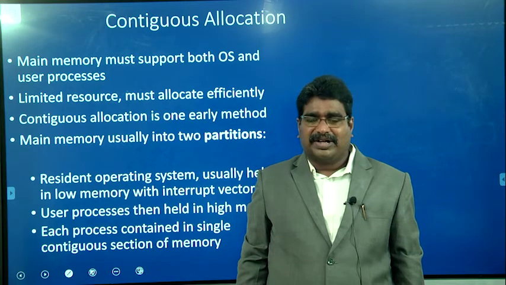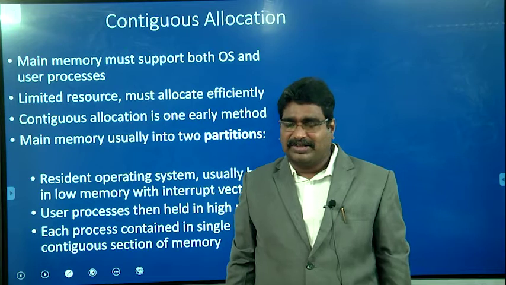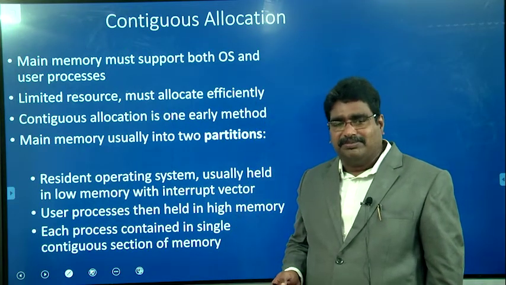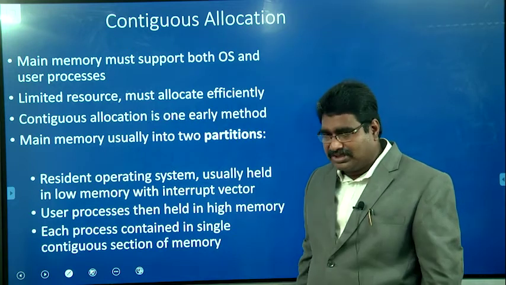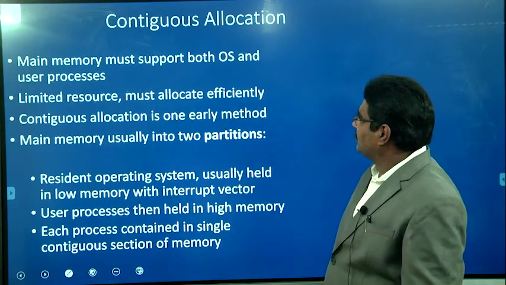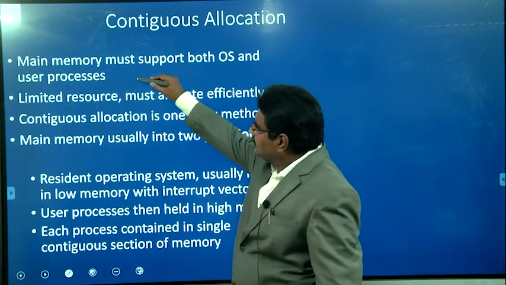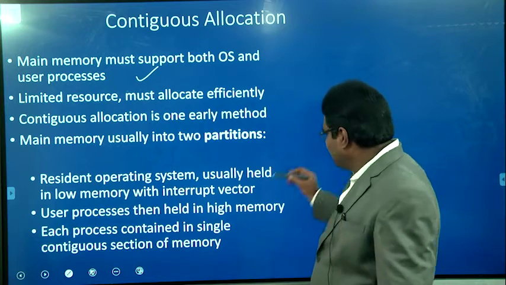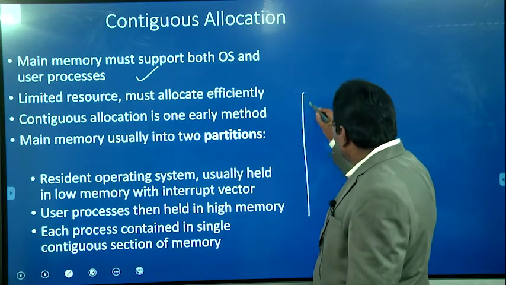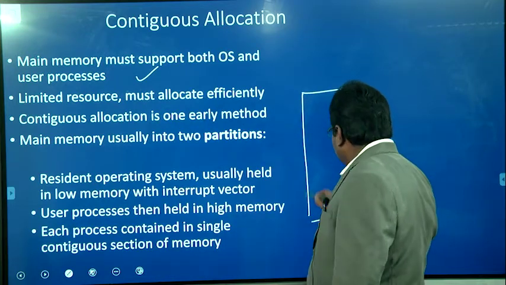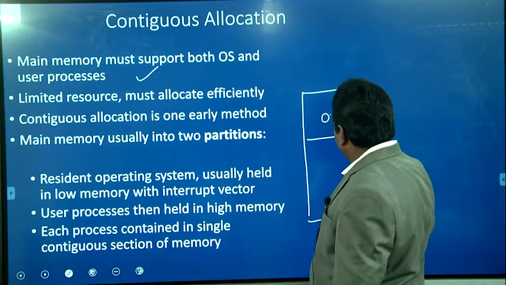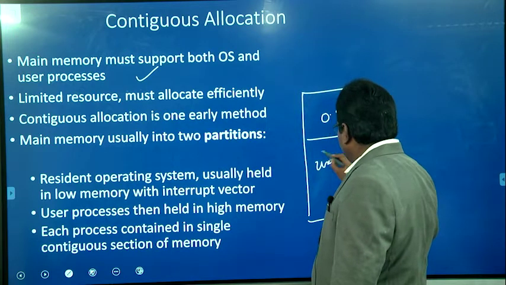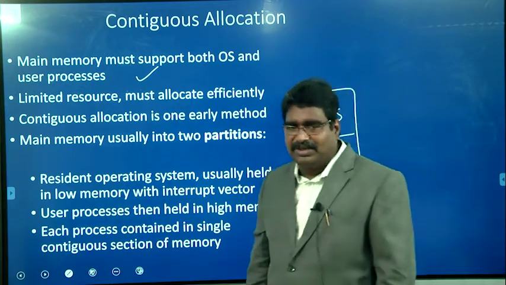In today's class, we try to discuss contiguous memory allocation. Already we know that contiguous memory allocation is one of the easiest memory allocation methods for different processes. Main memory supports both the operating system and user processes. In the previous class we discussed that main memory is nothing but the RAM. In that main memory, some portion is allocated for the operating system, and the remaining portion is considered the user space. In that user space, we are able to allocate memory for the different processes.